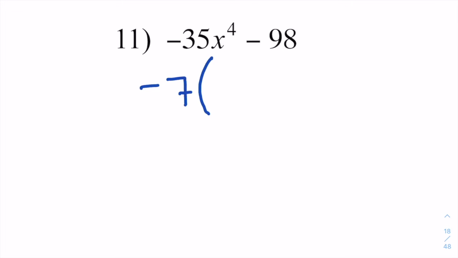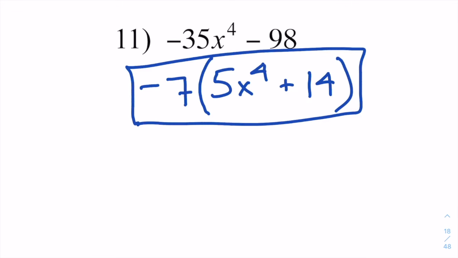So when we go into parentheses now, negative 7 times positive 5 would give us negative 35. We still have our x to the 4th. And now we did have a negative, but now we're going to have a positive there. And negative 7 times positive 14 would give us negative 98. So that's how we handle an expression when the leading coefficient is negative.